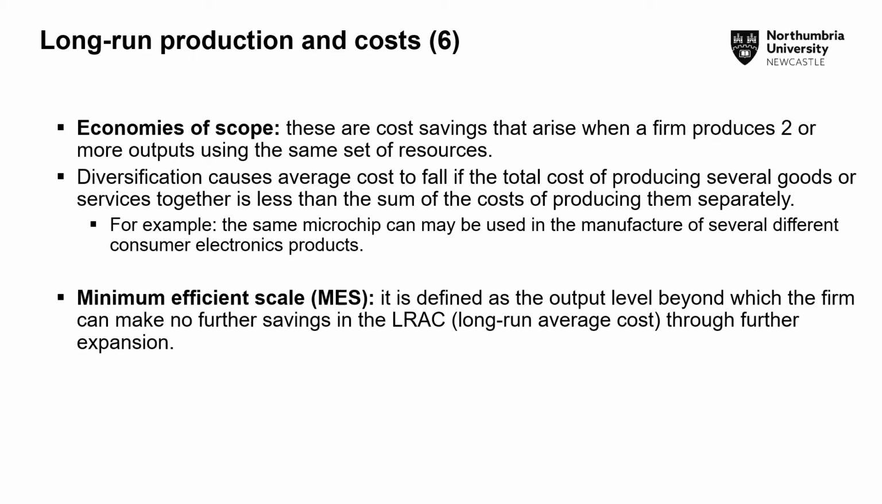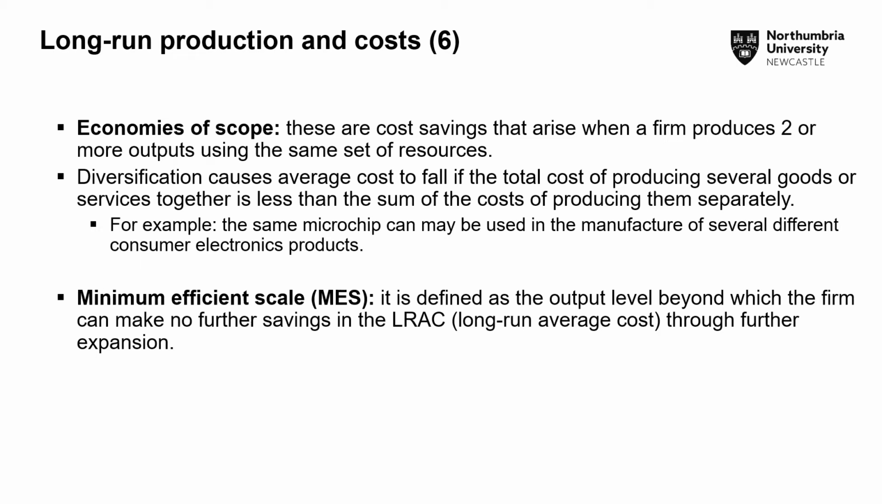Think about it this way. Let's say you wanted to produce tablets and cell phones. You can choose to produce them in different locations using different technology. Of course, this would be more expensive. Alternatively, you can produce them in one location and use exactly the same resources, and also use the same staff to produce both goods, or the same workers to produce both goods.